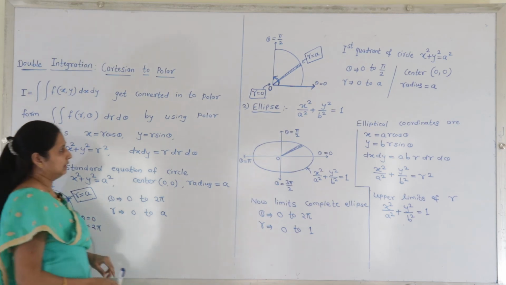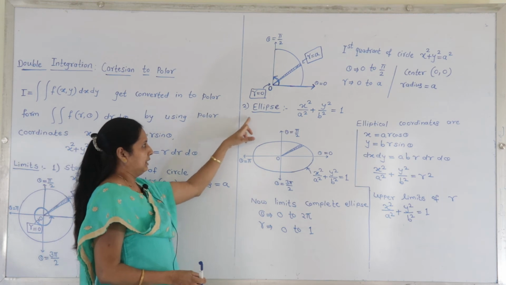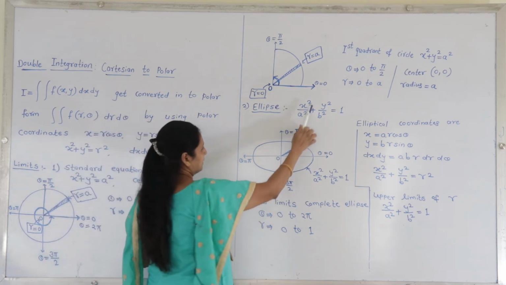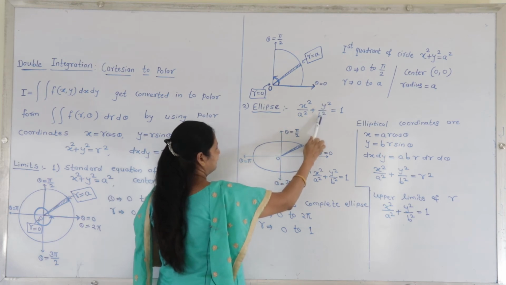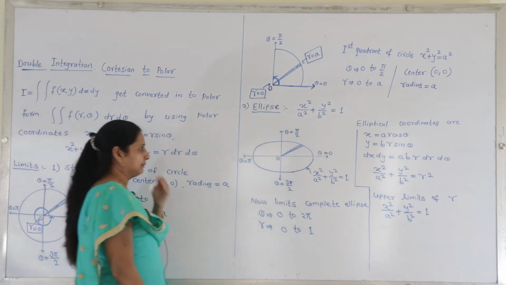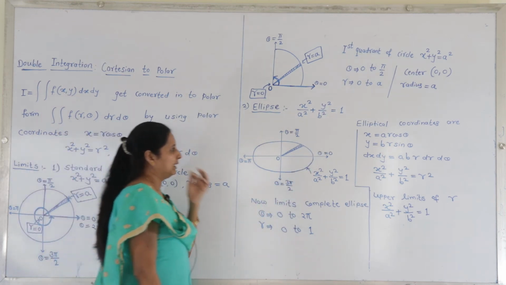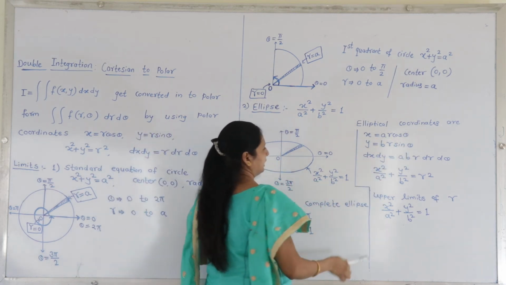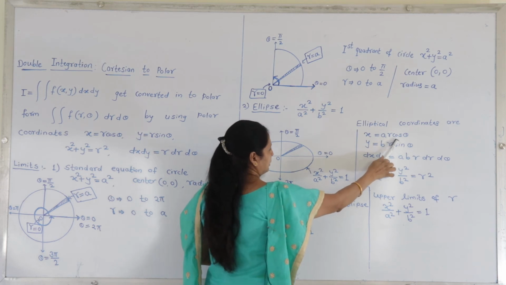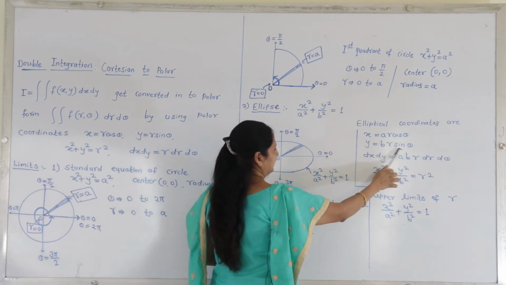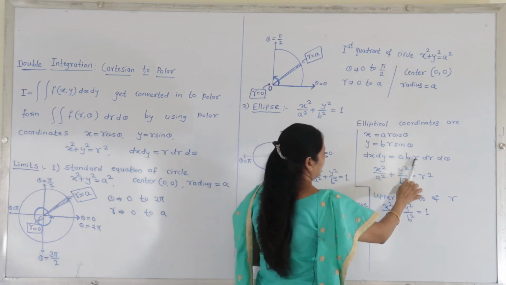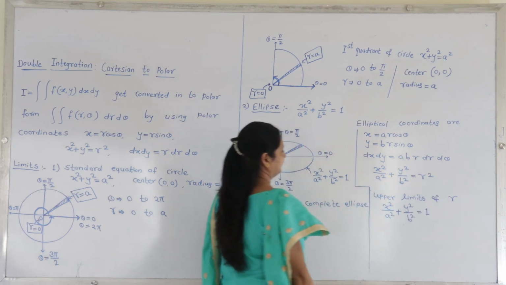Generally in our example, the next figure is the ellipse. The equation of an ellipse is x square upon a square plus y square upon b square is equal to 1. Now here are the elliptical polar coordinates. Elliptical coordinates are given by x is equal to ar cos theta, y is equal to br sin theta, and dx dy is equal to a b r dr d theta.